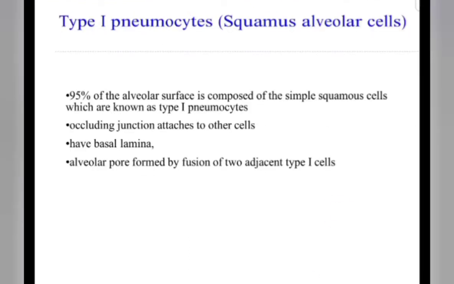The type 1 pneumocytes, the squamous alveolar cells. 95% of the alveolar surface is composed of the simple squamous cells. There are occluding junctions which attach these cells to the other cells. They have got the basal lamina. The alveolar pores are formed by the fusion of the two adjacent type 1 cells.